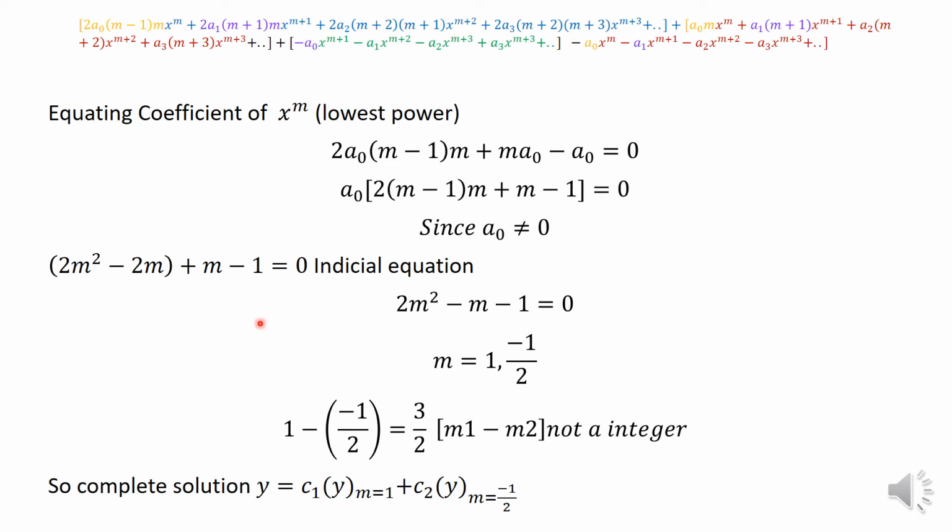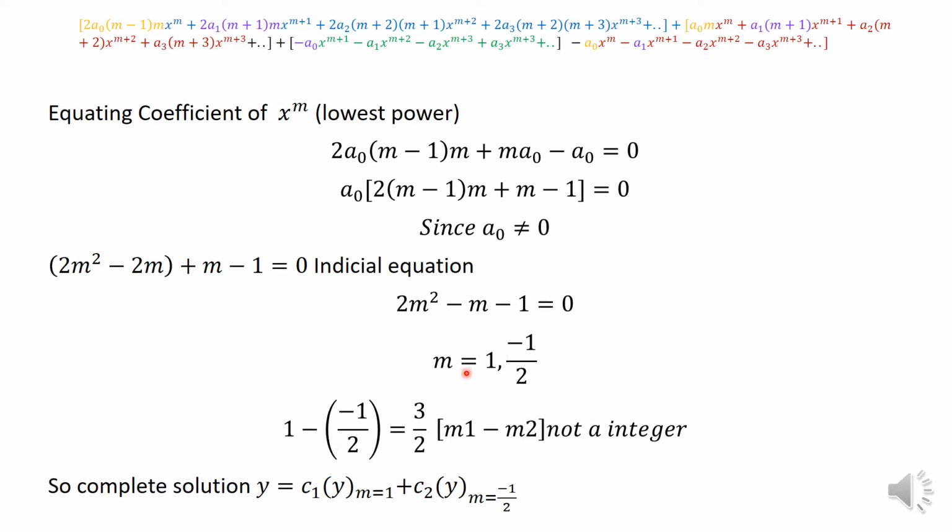So from the indicial equation we can write 2m square minus, because minus 2m is there, plus m is there, so it will be minus m. So minus 1 will be there, right? If you try to solve this equation, because we know the roots are minus b plus minus square root of b square minus 4ac, by 2a, that is the solution. So from that we will find that the value of m will be equal to 1 and minus 1 by 2.